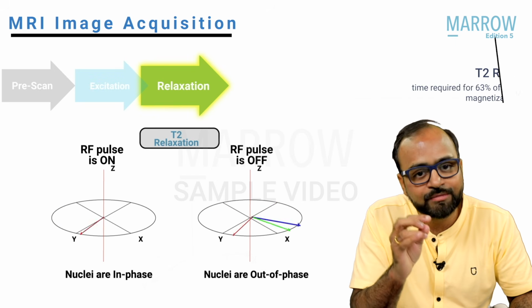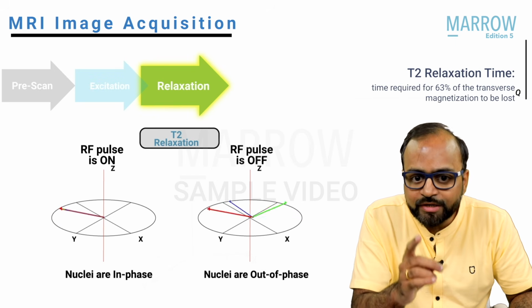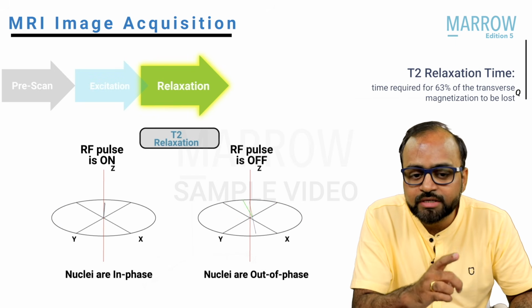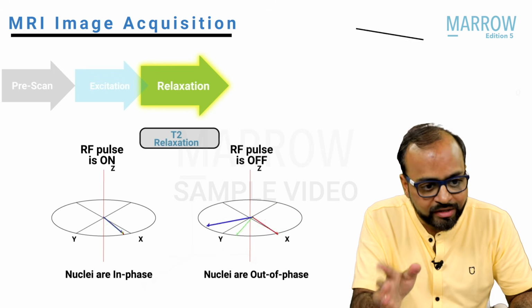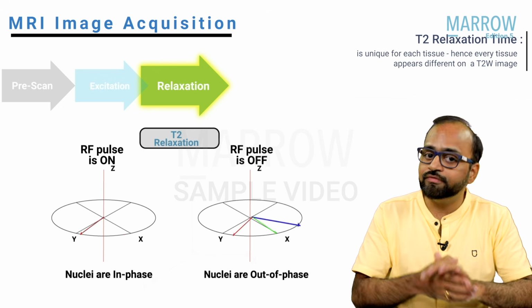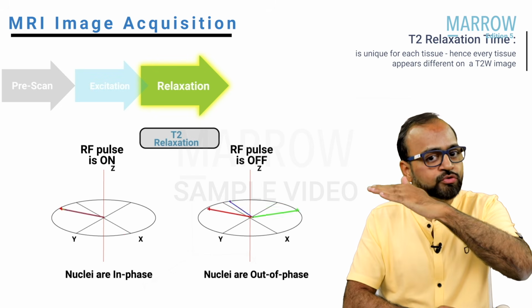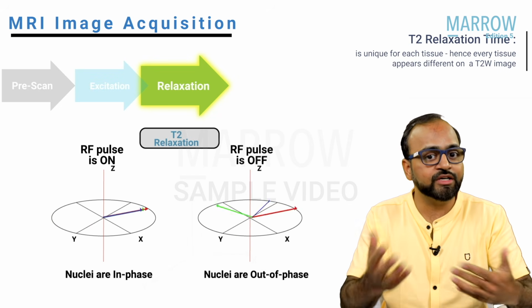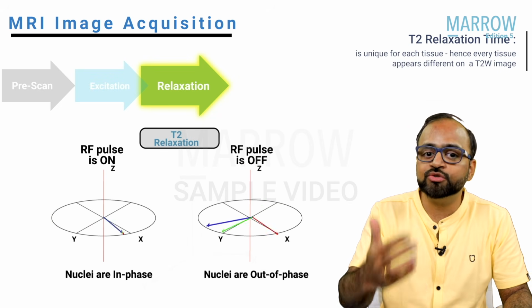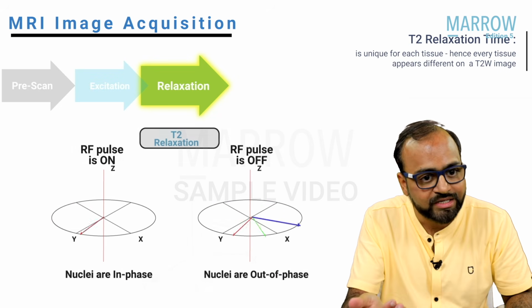T2 relaxation time is a time constant. It is the time required for 63% of the transverse magnetization to be lost. Again, the T2 relaxation time is different for different tissues. So if I take an image here, every tissue has had a different extent of T2 relaxation. So each tissue will appear different on T2 weighted images.